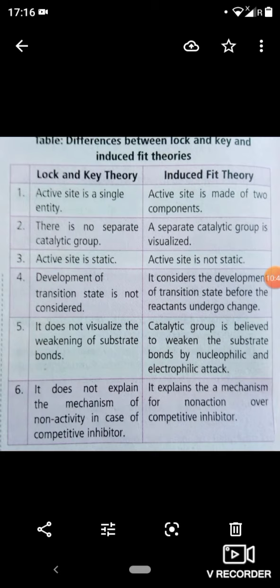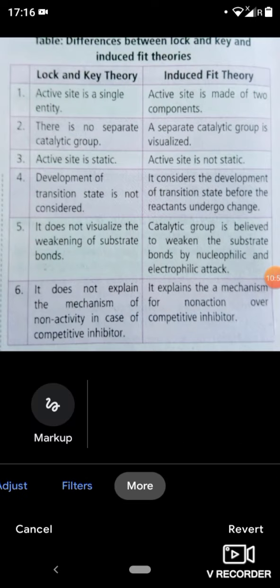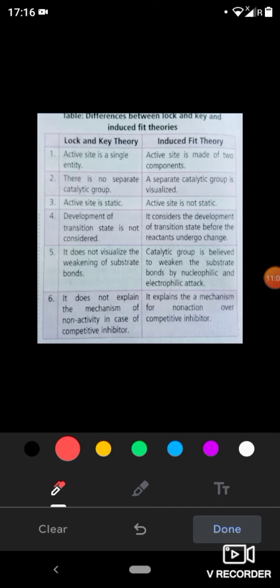about the differences between the lock and key theory and the induced fit theory. In the lock and key theory, the active site is a single entity. But in the induced fit theory, as I already mentioned, the active site is made up of two components, one is the buttressing group, one is the catalytic group. The second point is there is no separate catalytic group in lock and key, but here there is a separate catalytic group. The third point is that the active site is static in lock and key, whereas in induced fit the active site is not static.